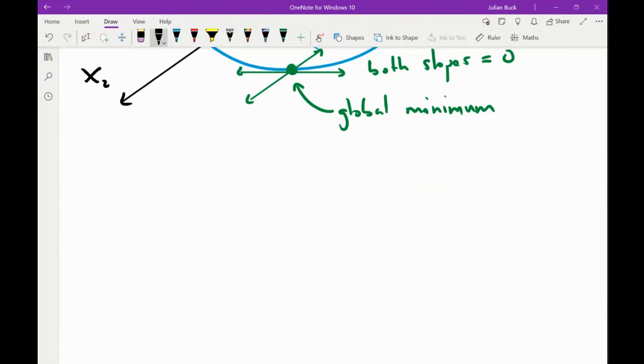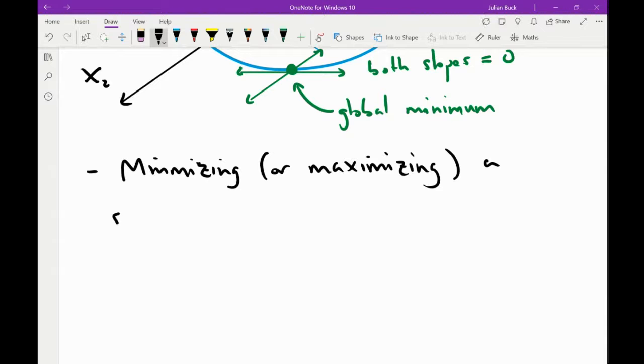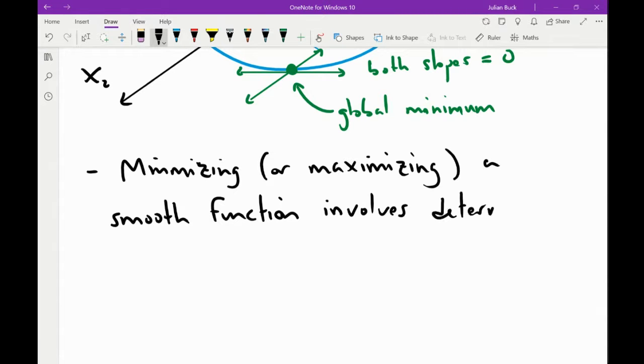All right, so minimizing or maximizing, if that's what we want to do, a smooth function involves determining where the gradient of that function is 0.